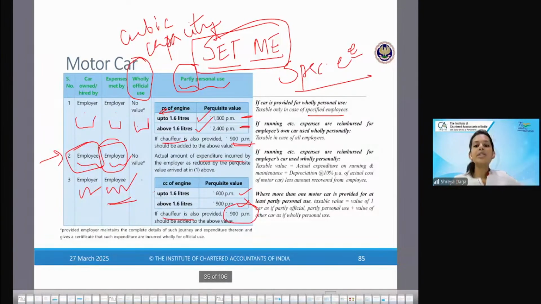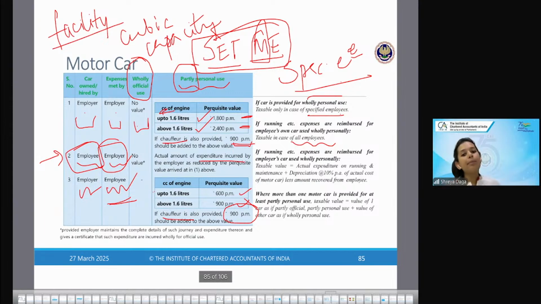If running expenses are reimbursed for an employee's own car used wholly personally, then it is taxable in all employees. Achha. Please take a note of this. So if a car is provided, this is a case of category C. That means the car is provided for wholly personal use. Then you need to see category C, because you remember category C when we were doing it, the first condition to qualify was facility. The facility should be provided.